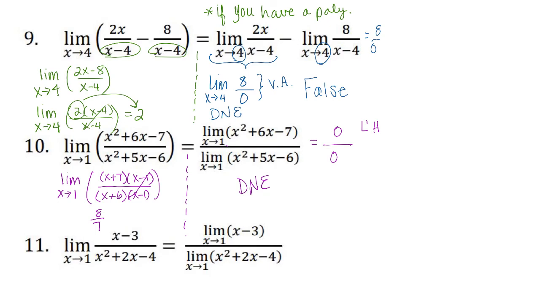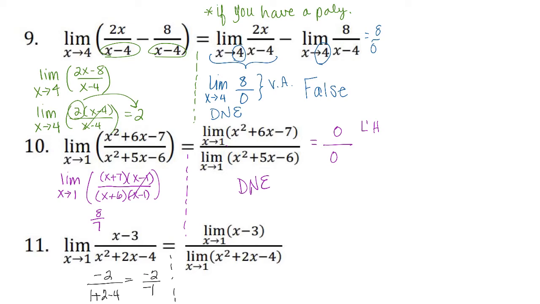All right, in number 11, by the same ideas as what we've been doing, we need to investigate the left side and then come over and investigate the right. If we plug in 1, we're going to have negative 2 over, and the denominator, we're going to have 1 plus 2 minus 4. So it looks like we're going to have negative 2 over negative 1.